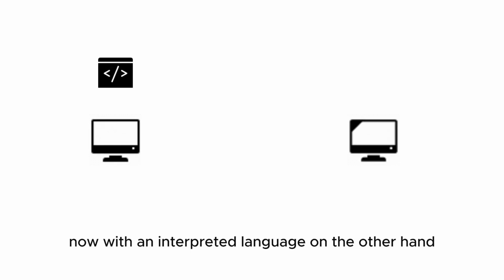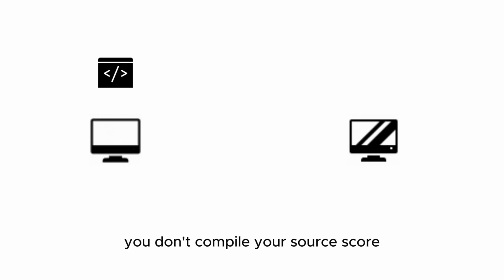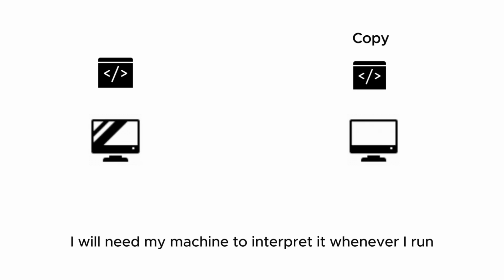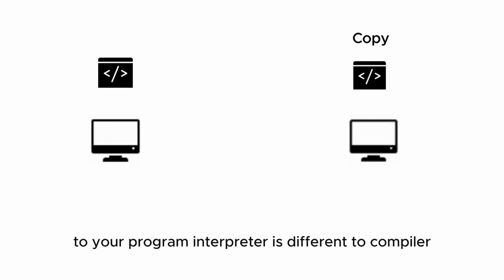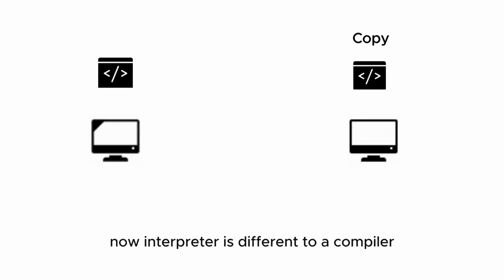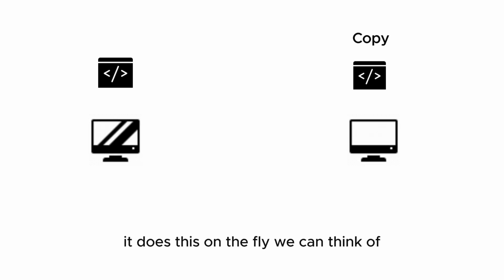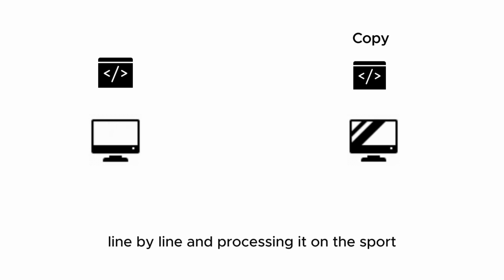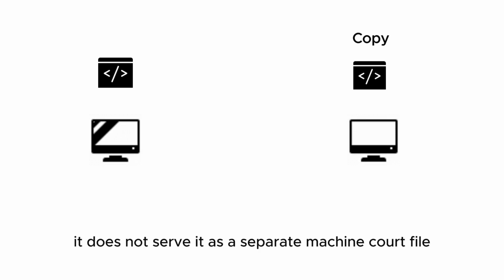Now with an interpreted language, on the other hand, you don't compile your source code beforehand. You just give me a copy of it, so I will need my machine to interpret it whenever I run your program. Now the interpreter is different to a compiler. It does this on the fly. We can think of it as going through your source code line by line and processing it on the spot. It does not save it as a separate machine code file.